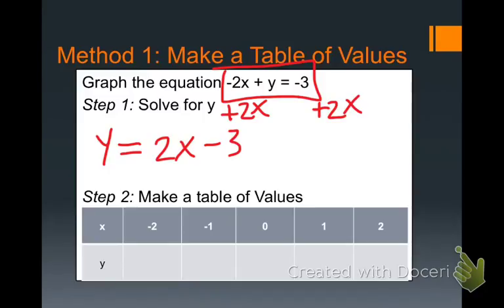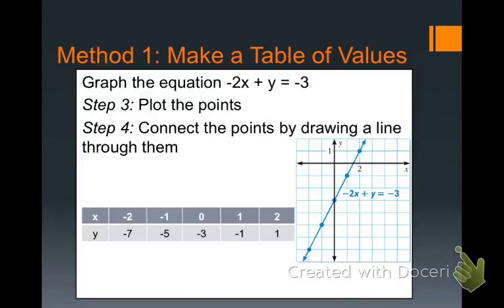-2 times 2 is -4, minus 3 is going to be -7. -1 times 2 is -2, -2 minus 3 is -5. 0 times 2 is just 0, 0 minus 3 is -3. 1 times 2 is 2, 2 minus 3 is -1, and 2 times 2 is 4, minus 3 is positive 1.